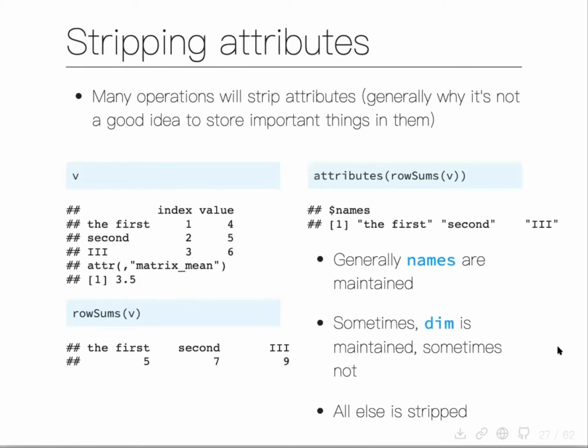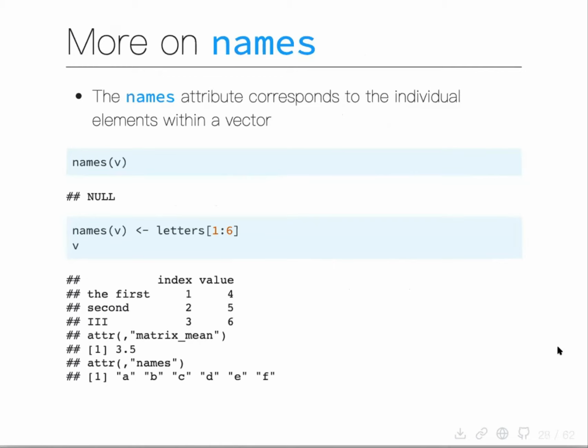So if we look at attributes of row sums V, the only thing that we end up with is the names. Basically it took what was the row names and assigned them as the names for the new vector. Sometimes the dimension is maintained, sometimes it's not. In this case, it's not. Generally most things are stripped as you're computing operations.